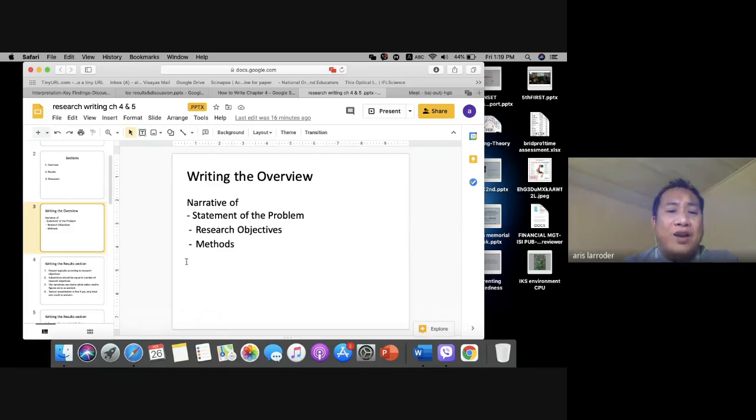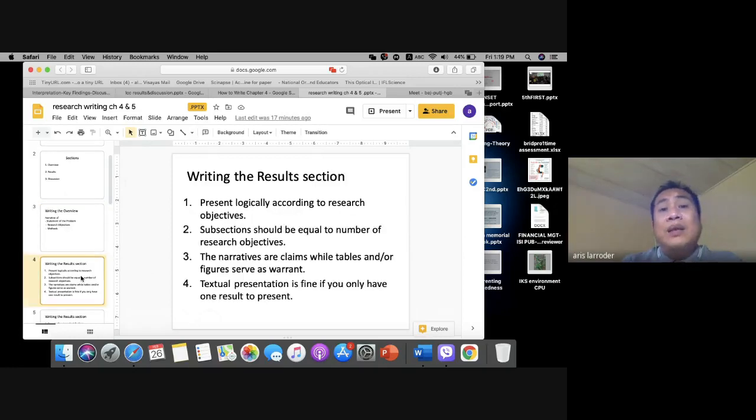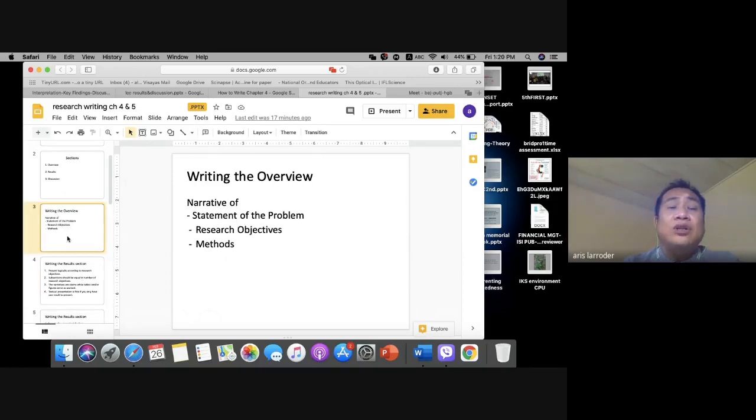And why do we have an overview and how important is an overview? Again, aside from being the basis in writing the results section, it is more of being considerate to your reader, because you always have to remember the principle that we have to write with the readers in mind.